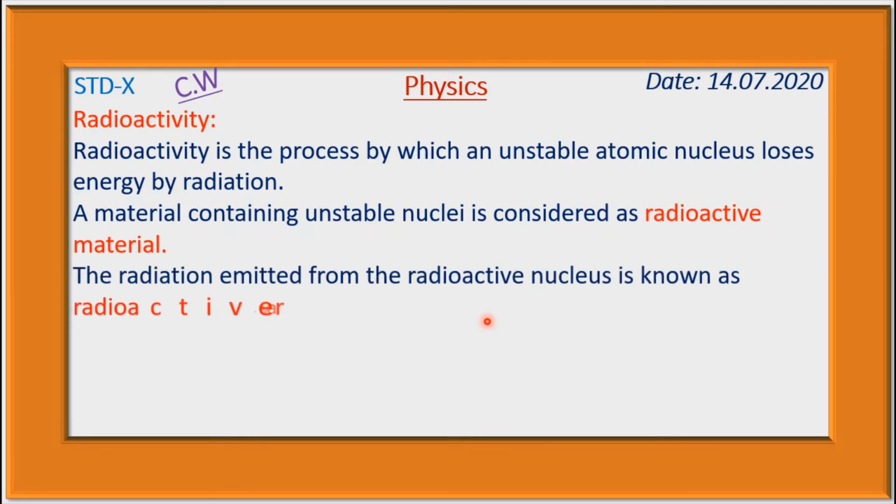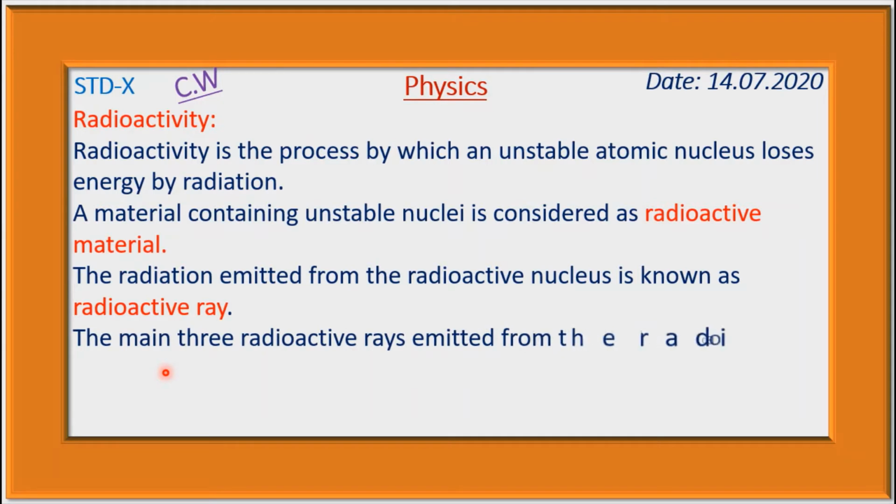The radiation emitted from the radioactive nucleus is known as radioactive ray. Here the material is known as radioactive material, and the radiation emitted from this material is known as radioactive ray. That is, the material which contains unstable atom nucleus is known as radioactive material, and the radiation emitted from this type of material is known as radioactive ray.